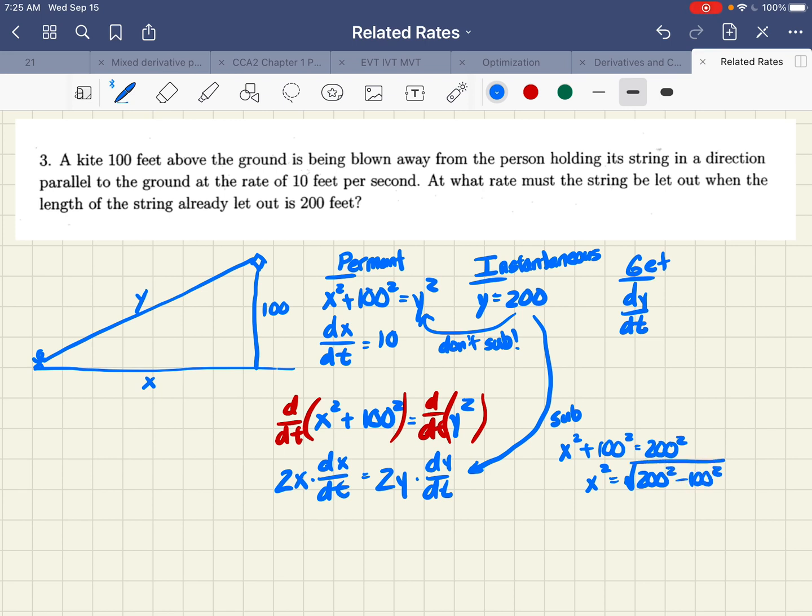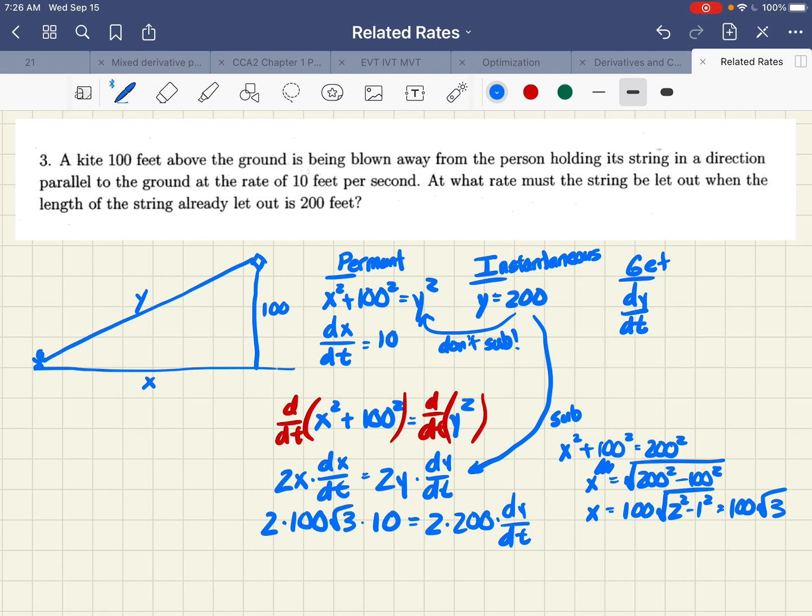I can factor out a 100 squared. So if I take out the 100 squared from the square root, I have 2 squared minus 1 squared, or 100 root 3. Okay, so now I can substitute. So for x, I would put 2 times 100 root 3, and then dx dt we said was 10. And then for y, 2 times 200 times dy dt.